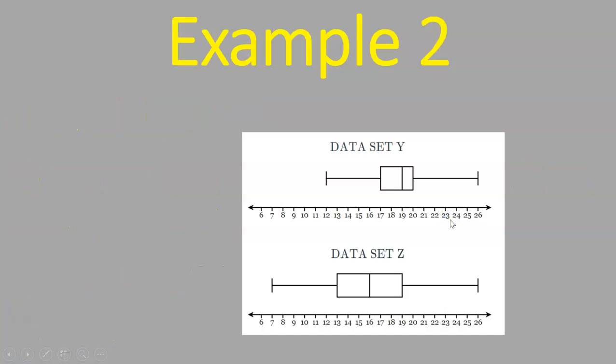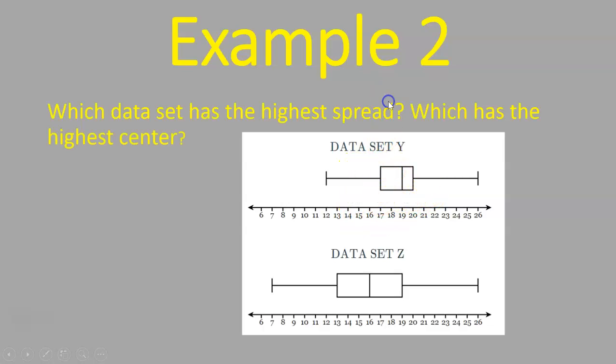Second example you'll sometimes see, and these come from Delta Math, these box and whisker plots, by the way. But sometimes you'll see these used for comparative purposes, so you have the same scale, but whatever these are measuring, maybe it's 2 different classes measuring whatever they're doing for a particular project, but you can use box and whisker plots to get a good look at how the classes compare. So this question says, which data set has the highest spread, which has the highest center?